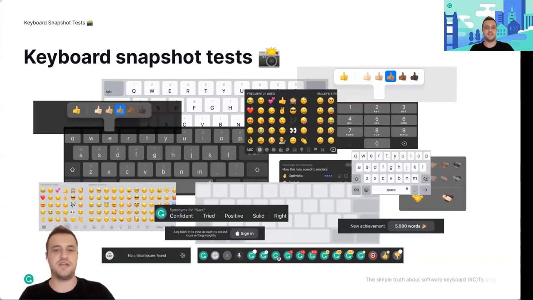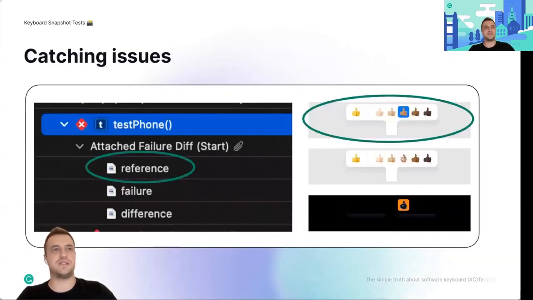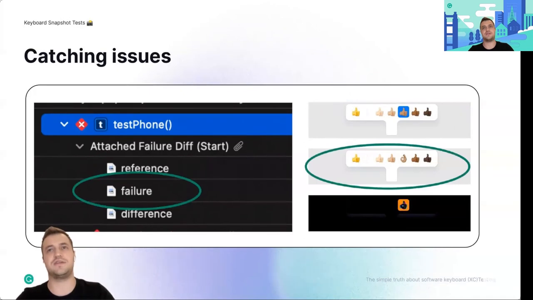So imagine that after some recent code changes, some snapshot test fails, and you can go to the test report. You can find the failing test, and it has some attached files helping to understand what actually went wrong there. The first attached file is called reference, and it is actually the expected UI. We can see that in this case, it expects a pop-up with a set of thumbs up emojis. Then it also attaches the screenshot with the failure, where you can see that after its execution, it still pops up with some emojis.